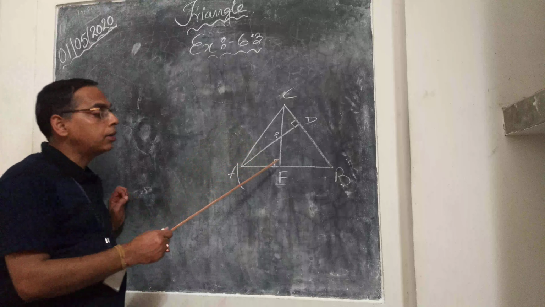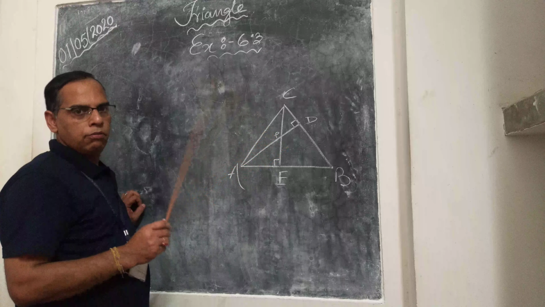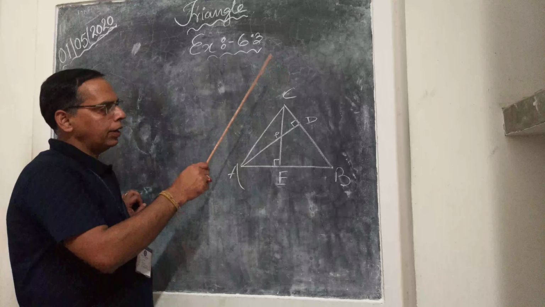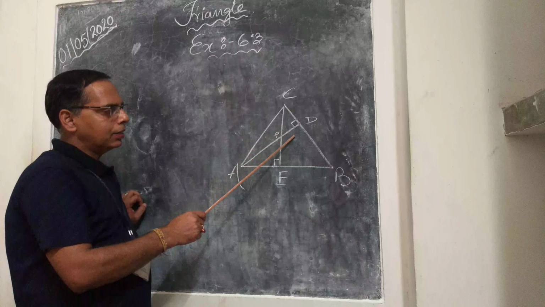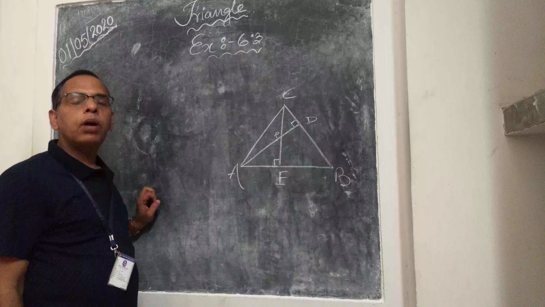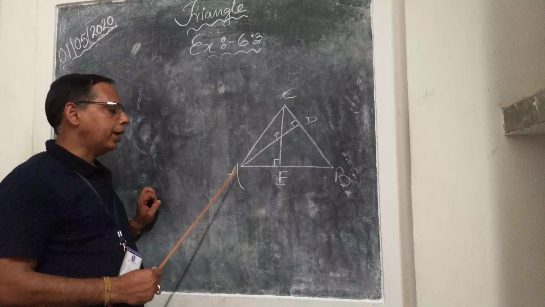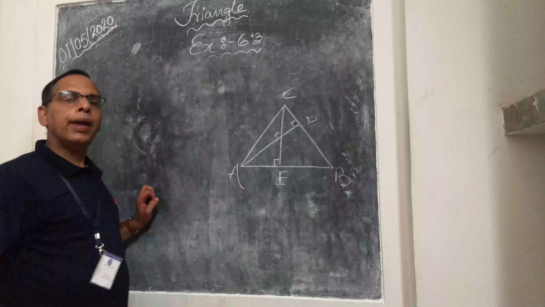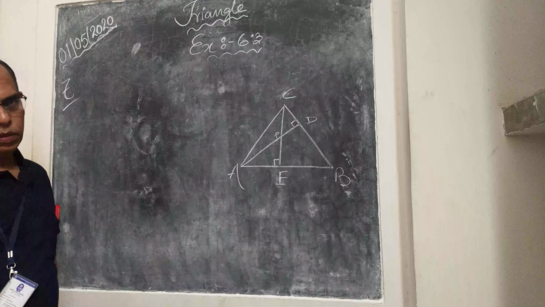The reason is that it is 90 degrees. First. Second, angle APE equal to angle CPD. Angle CPD, this one equal. Why? Vertically opposite angles. Therefore, triangle AEP similar to triangle CDP by AA only.